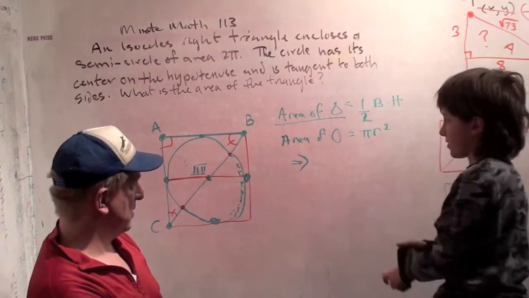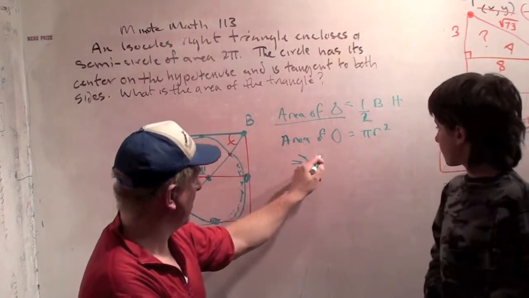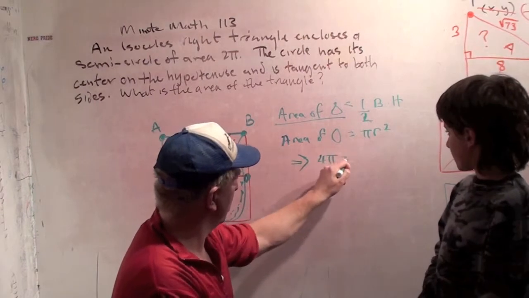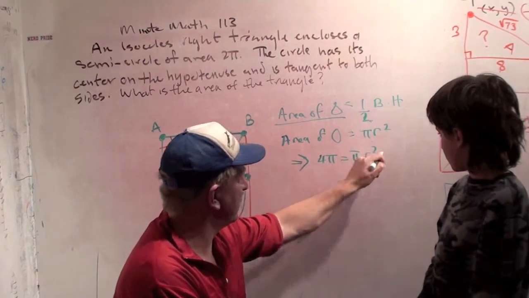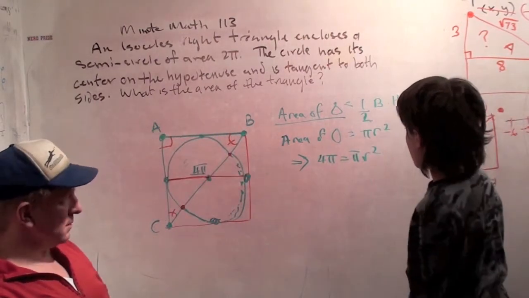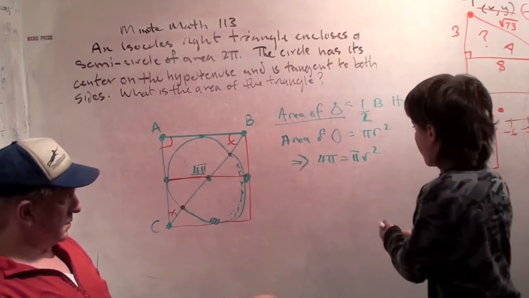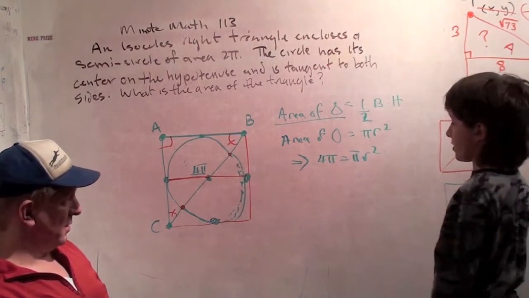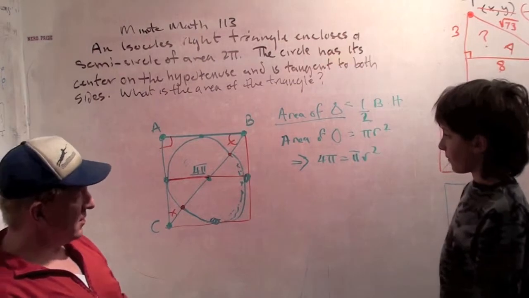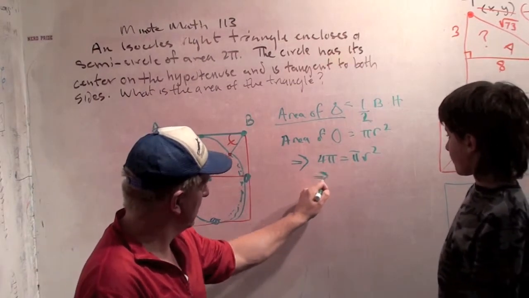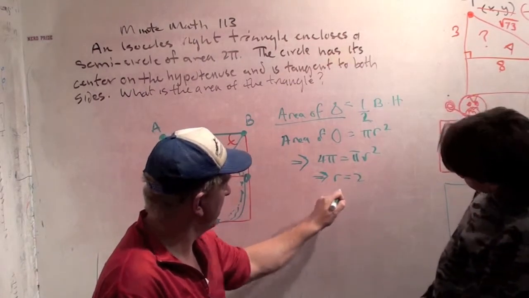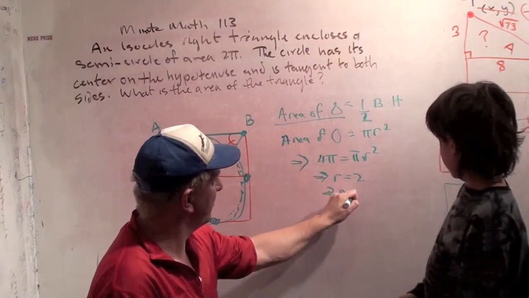You have to reverse this. That's right. So we would say 4 pi equals pi r squared. Can you solve that? Well, you can divide by pi, and you get 4 is the radius squared, so the radius is 2. Radius is 2. Okay, awesome. Good job. Radius equals 2 implies the diameter equals 4.